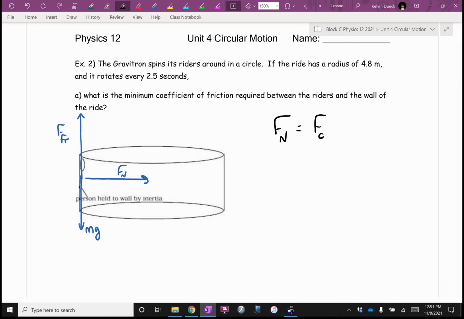Am I going to use the v squared over r, or am I going to use the 4 pi squared r over t squared? And how do I know? How do I know? 2.5 seconds. If they had given me the speed, I would use v squared over r. So Deegan, are you okay? My next line is going to be m 4 pi squared r over t squared. That equals the normal force.